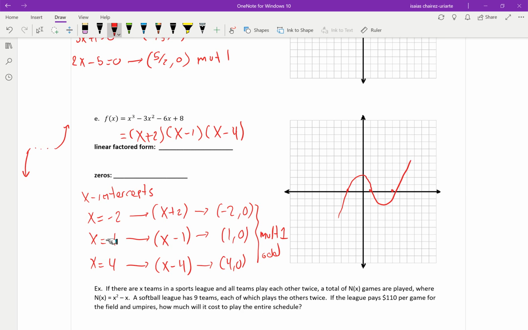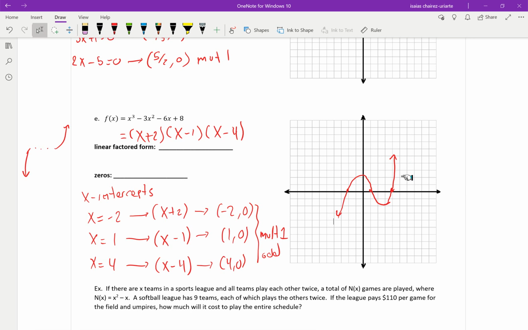Let me make this a little bit nicer. There we go. And notice that I cross the x-axis at every x-intercept because all of the multiplicities are odd. So at -2, I cross the x-axis. At (1, 0), I cross the x-axis. And at (4, 0), I cross the x-axis. This is not a very accurate sketch, but it does capture the behavior of the polynomial.